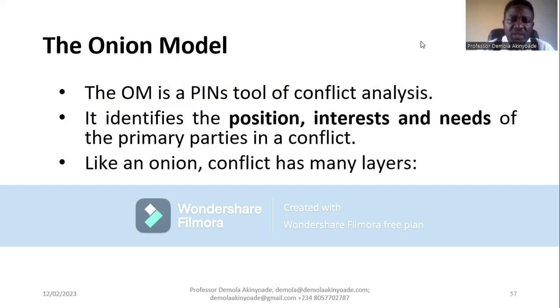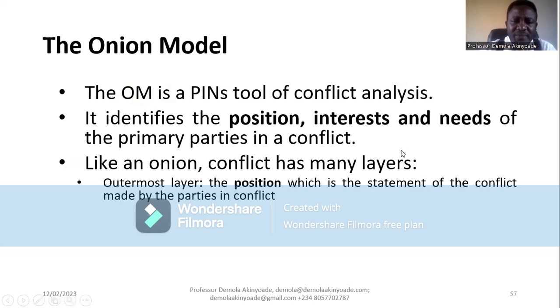The position is what the actors say they want. The interest is why they want that thing, and the needs are below the interest. So the model is saying, like an onion, conflict has many layers. The outermost layer is the dry part. Many times we cannot do much or anything with the dry part of the onion.